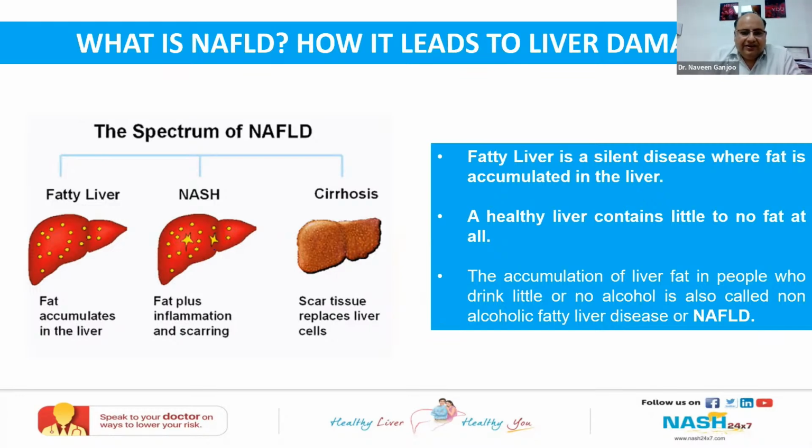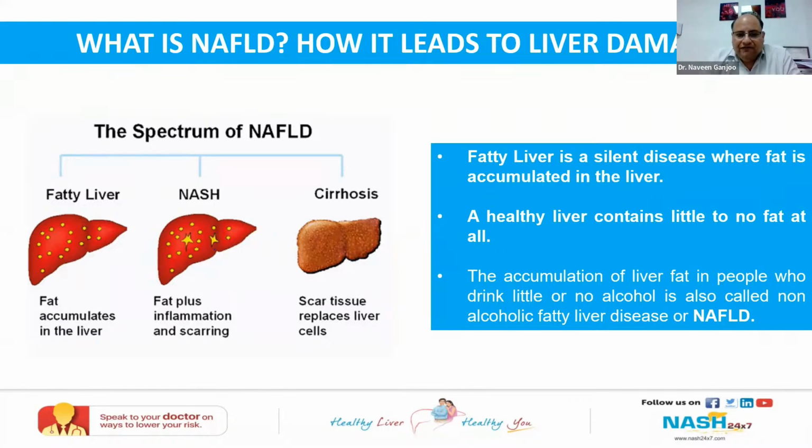Fatty liver is a silent disease where fat gets accumulated. If you see this picture here, first is fatty liver. In this, the fat accumulates in the liver and it just stays there. When it stays there, it does not damage the liver initially. The liver becomes a little big, and slowly this fat starts damaging the liver and it causes inflammation. Inflammation means it makes the liver angry. When the inflammation starts, it is like when you have a cut on your hand, you get fibrous tissue there. That's what happens in the liver.